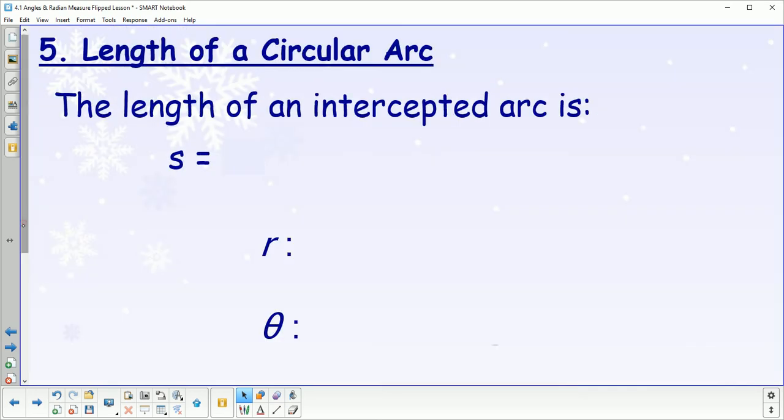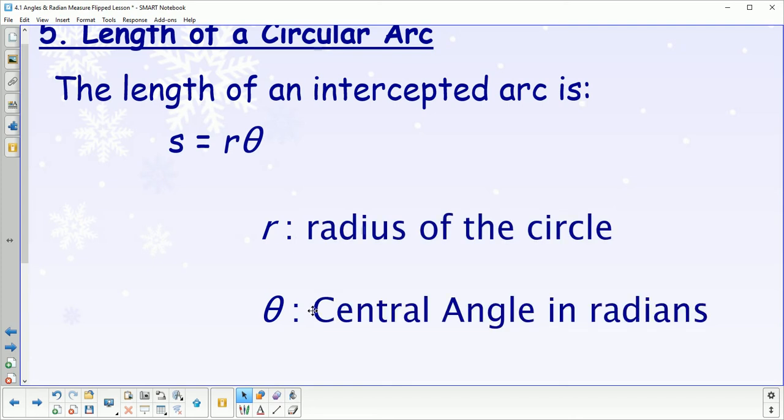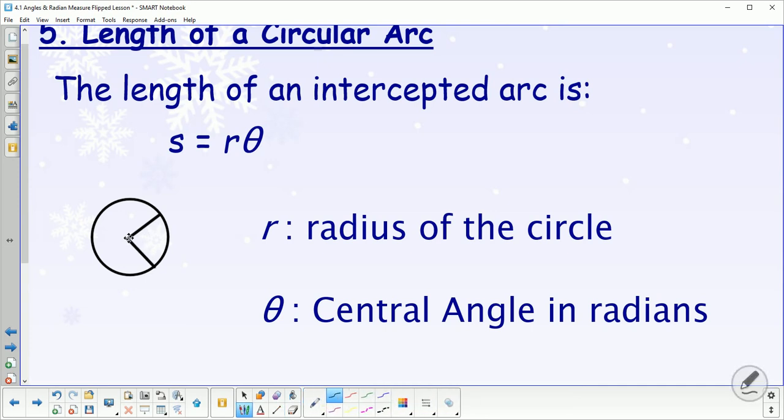So second to last thing, our formula for arc length is going to be radius times theta, where r is your radius and theta is the angle, the central angle in terms of radians. Okay, so what that would look like, if I draw a circle here, and then we could have our radius and another radius. This would be our r, and this, our central angle, would be theta. So this piece right here is going to be your arc length. That's what we're solving for. Okay, so that's your formula.